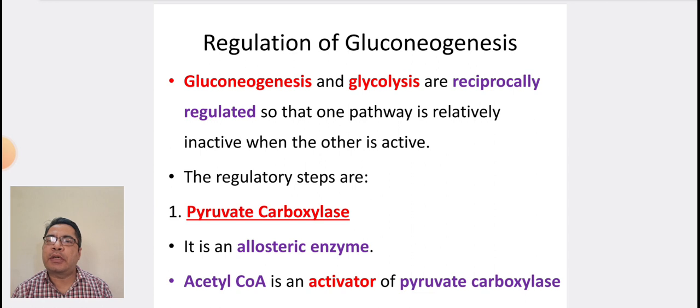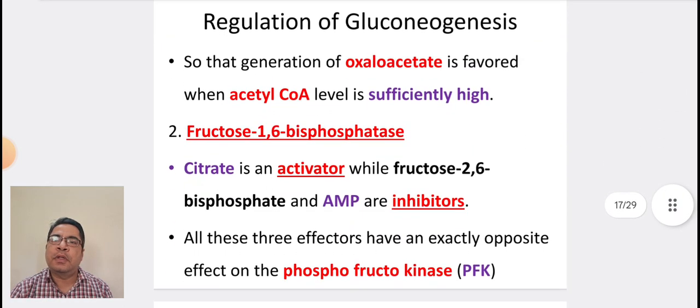Coming to the next point, regulation of gluconeogenesis. Gluconeogenesis and glycolysis are reciprocally regulated so that one pathway is relatively inactive while the other is active. The regulatory steps are pyruvate carboxylase. It is an allosteric enzyme. Acetyl-CoA is an activator of pyruvate carboxylase. So the generation of oxaloacetate is favored when acetyl-CoA level is sufficiently high.